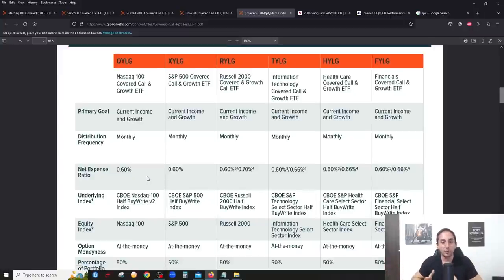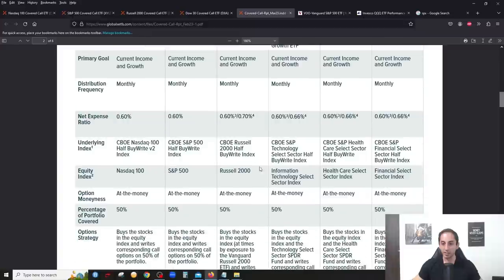It's designed for people who want a little bit of income, but they prefer half income, half growth, whereas the Ds are 100% income. So this is just an FYI in case you want a half-half approach, you have the Gs instead. And they also have some sector-specific Gs, financials, healthcare, information technology. So these are obviously not based on indexes. Well, they are based on indexes, but they're sector-specific. So TYLG is going to be only technology stocks, HYLG healthcare, et cetera, et cetera. And these are also on 50%, right?